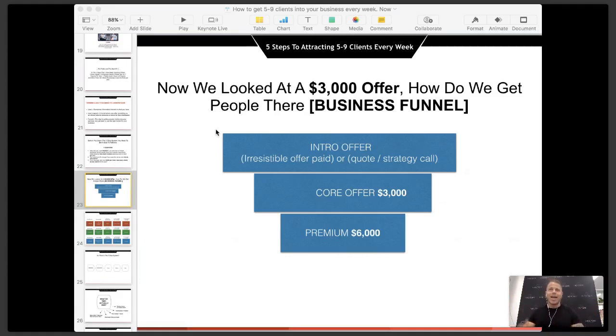So instead of going, hey, come down for an irresistible offer with a financial plan, it probably wouldn't work. But instead, if you marketed content to Facebook, talking about the problems that people are facing, and then went to a strategy call, well, that's where it's going to work. And then you downsell into your core offer, and you downsell below that into your premium offer.